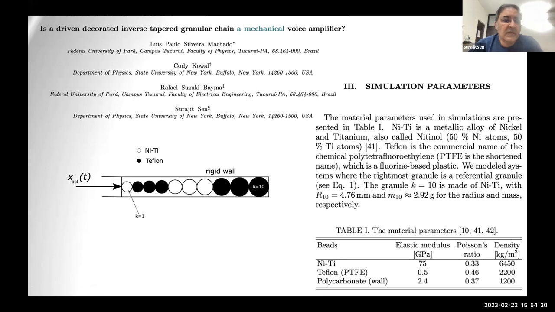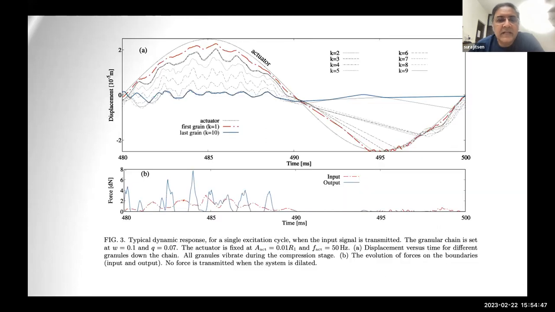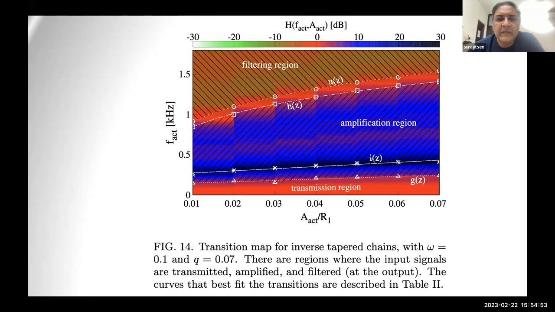So we chose a very light material. This is the nickel titanium material, and Teflon, which is very easy to find. It came out of NASA, as you know, probably. So anyway, the nickel titanium and Teflon combination system turned out to be very good. And I will not take you through the big detail unless you're deeply interested, but this is the kind of stuff that you get.